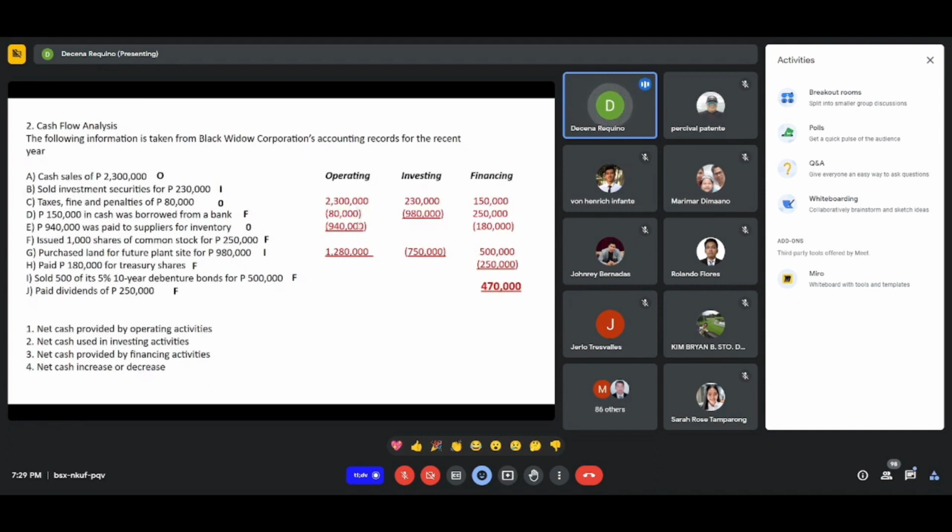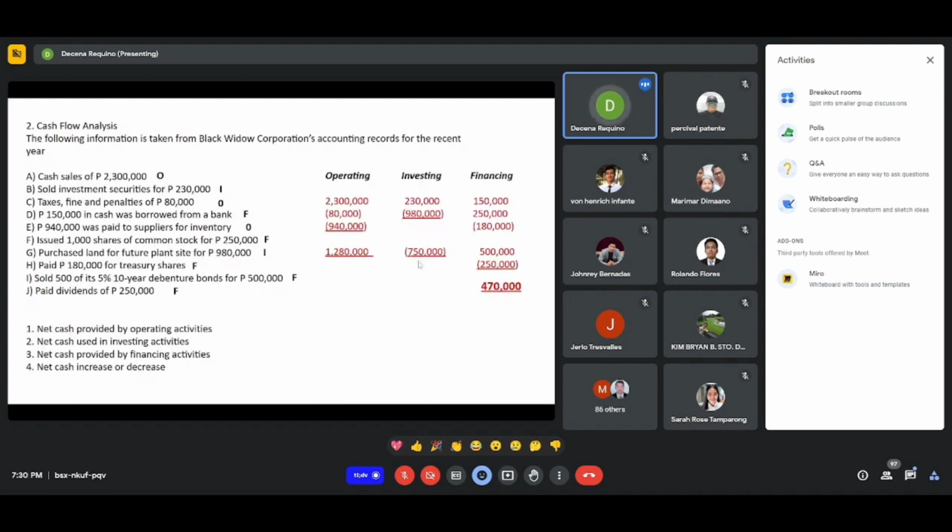Tapos iaano nyo lahat ng transaction, ano yung effect niya sa cash. So dito sa operating, meron kang 2.3 million, nabawasan ng 80,000, then nabawasan ng 940. So meron, since positive yan, ang tawag dyan, net cash provided by operating activity na 1,280,000. And then sa investing naman, naka-receive ka ng 230, nabawasan ng 980. So ang effect niya, net cash used in investing activity, since negative siya, used, ibig sabihin, naglabas ka pa ng cash.